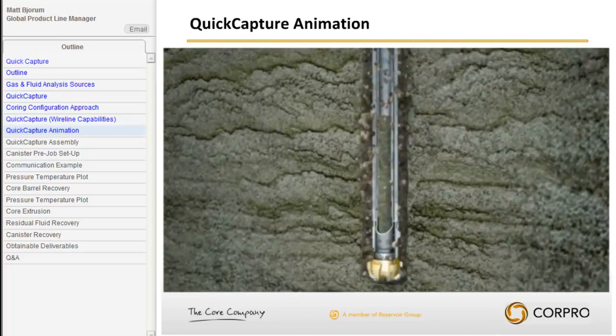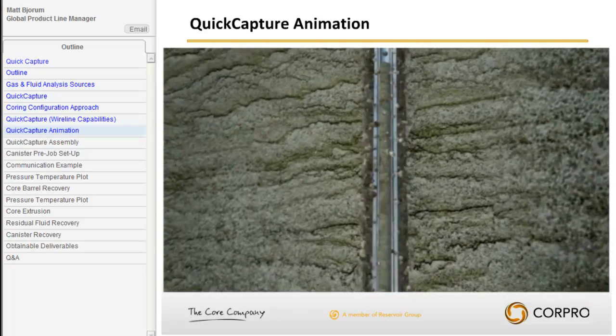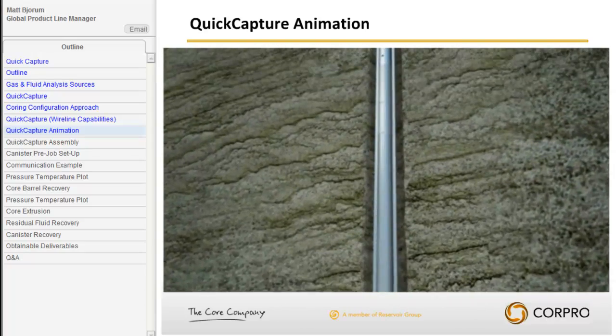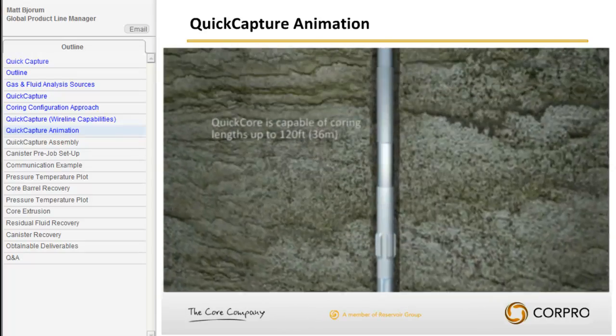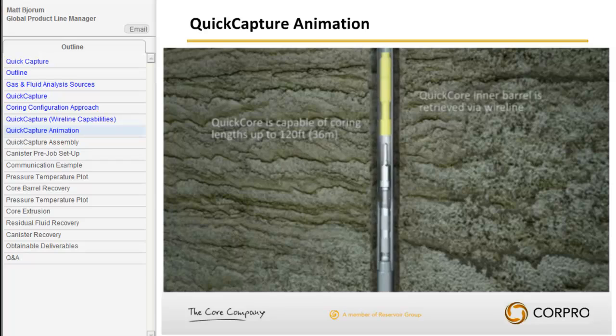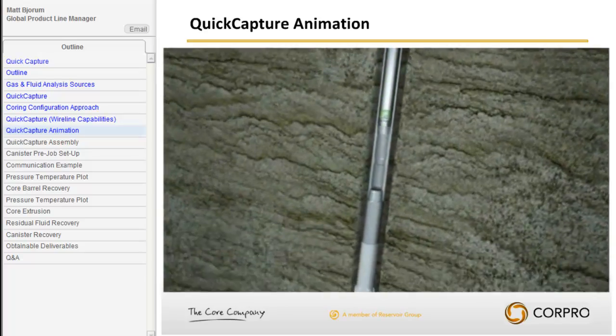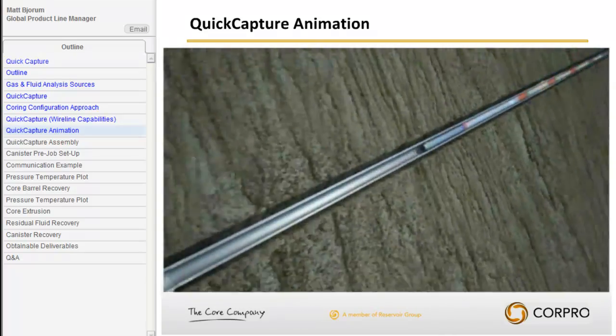Coring of the target section then commences with continuous core runs of 3-inch (76 millimeters) diameter, up to 120 feet (36 meters) in length. Once coring is underway, the core is stored safely and securely in the inner barrel of the coring assembly. Once the barrel is filled, the inner barrel assembly can be extracted from the core barrel via wireline.